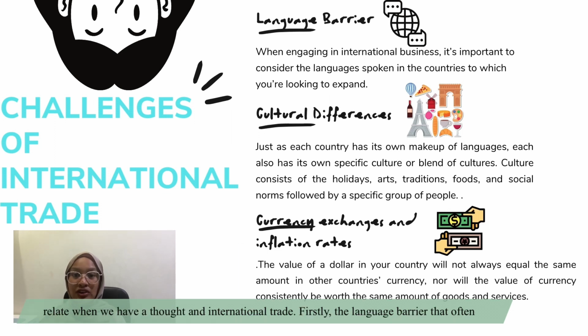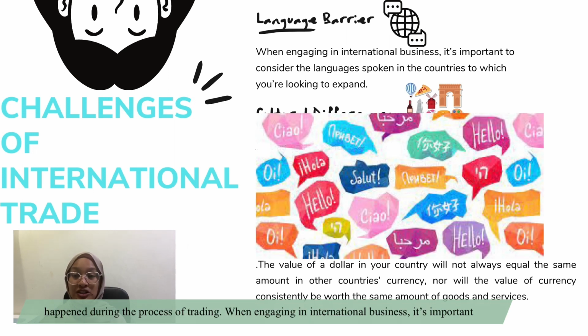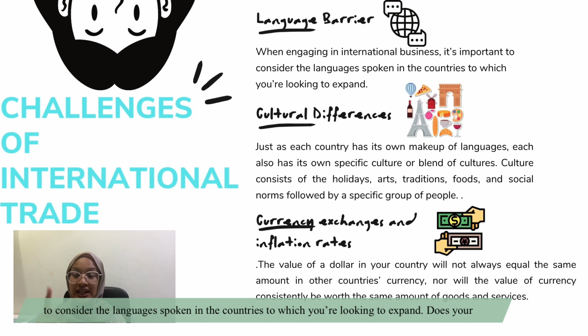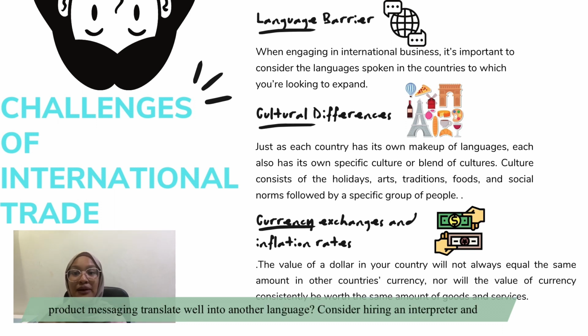For the challenges of international trade, there are 3 challenges that we can easily find and relate to when we think about international trade. Firstly, the language barrier that often happens during the process of trading. When engaging in international business, it is important to consider the language spoken in the countries to which you are looking to expand. Does your product messaging translate well into another language? Consider hiring an interpreter and consulting a native speaker or resident of each country.